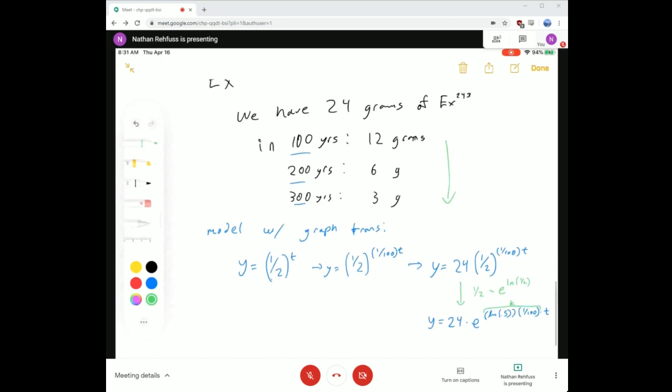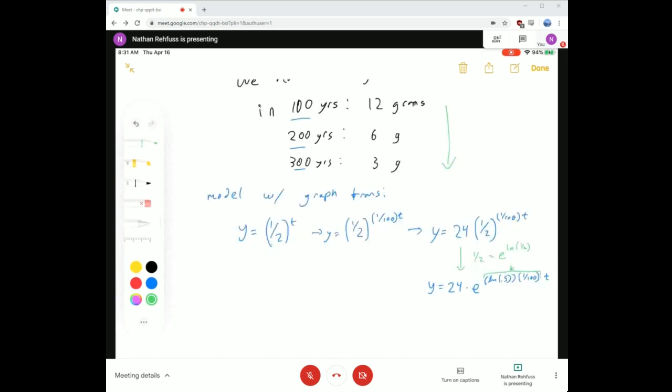Alternatively, we have another strategy we can use. So pick whichever strategy you like. You don't have to know both.